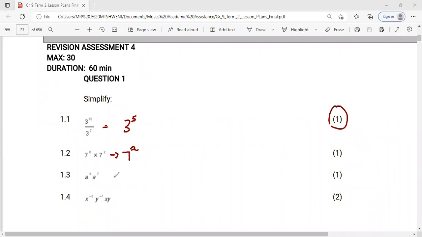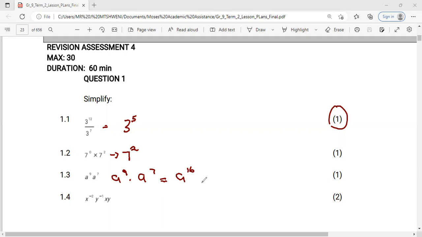Now we have 8 to exponent 9 multiplied by a to exponent 7. If it's not clear, let me just write it. What do we do whenever we say multiplication? We add. Whenever we multiply, we add the exponents. That means now we will take one base and say 9 plus 7. What do we get? 16.